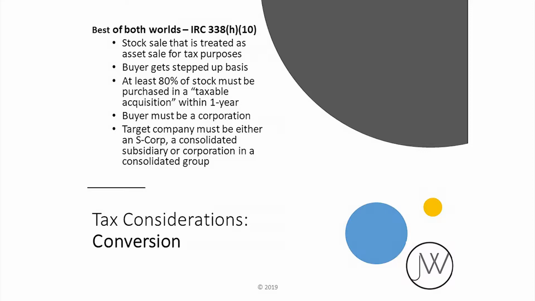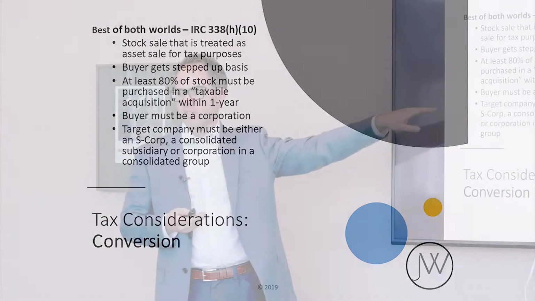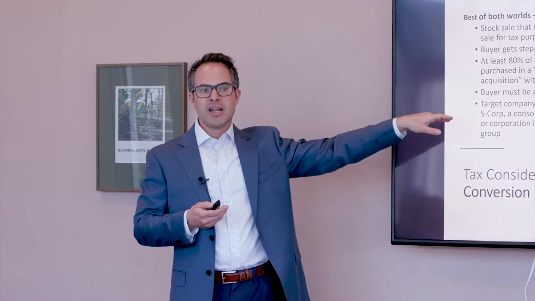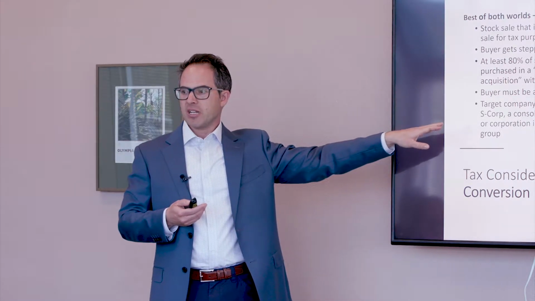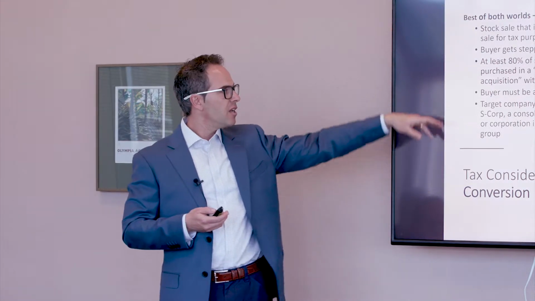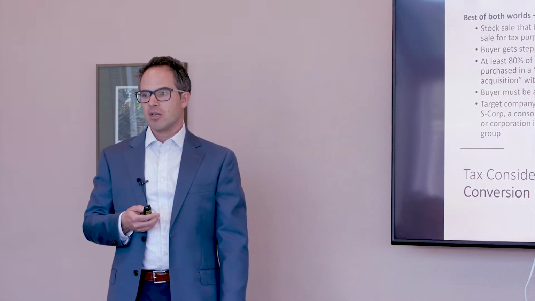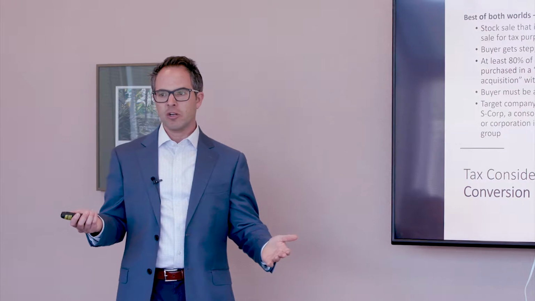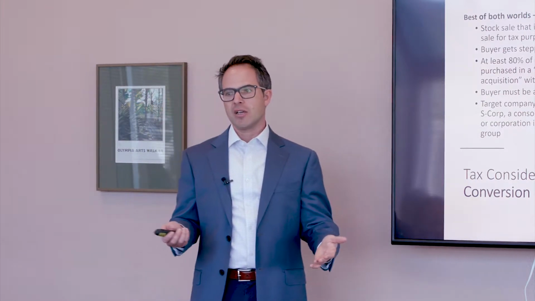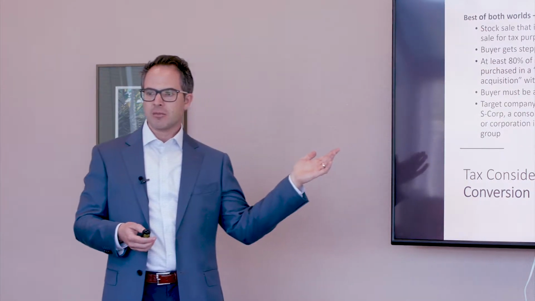There are certain requirements. The acquired company has to be an S-corp. The buying company has to be a corporation. And by that, I mean it has to be an entity taxed as a corporation. It can be an LLC, but it has to be taxed as a corporation. And 80% or more of the stock must be purchased in the first year. That's not always possible. If you're only doing a 30% sale, 338(h)(10) might not be possible.